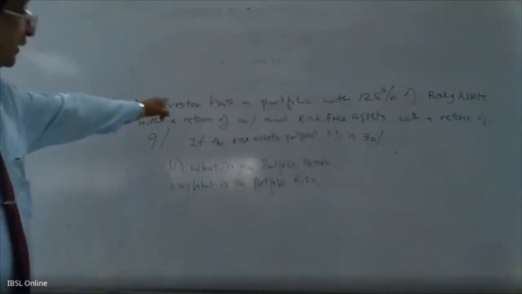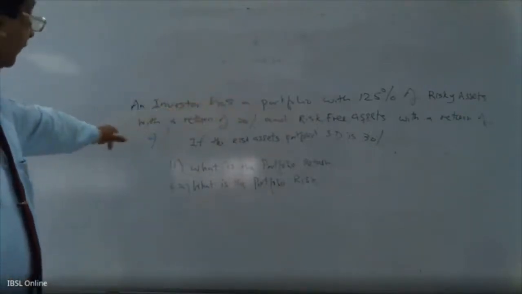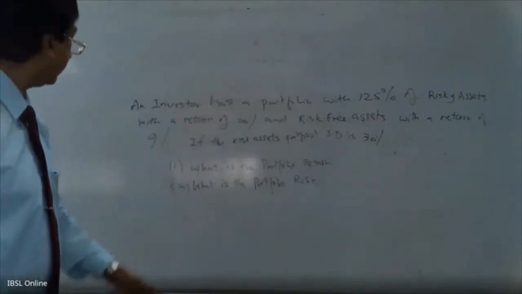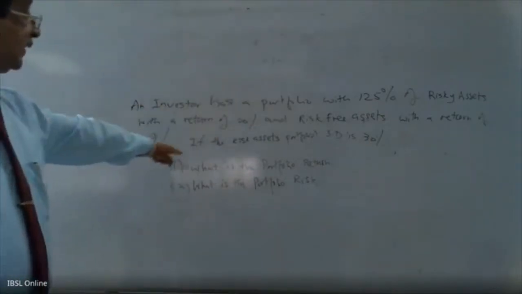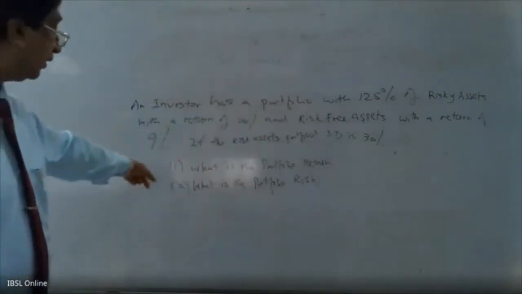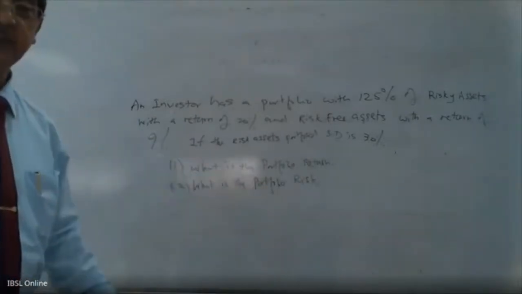Now, there's a small exercise to be done. An investor has a portfolio with 125% of risky assets with a return of 20% and risk-free assets with a return of 9%. If the risky assets portfolio's standard deviation is 30%, what is the portfolio return? What is the portfolio risk? So do that.